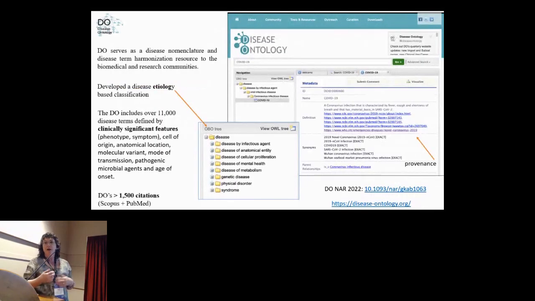I did talk about a few times the disease ontology, so I thought it was only fair to pull it up. This is our website. This is a project that's been going for about 20 years now. We pull in every type of disease, complex, rare, environmental, cancer.